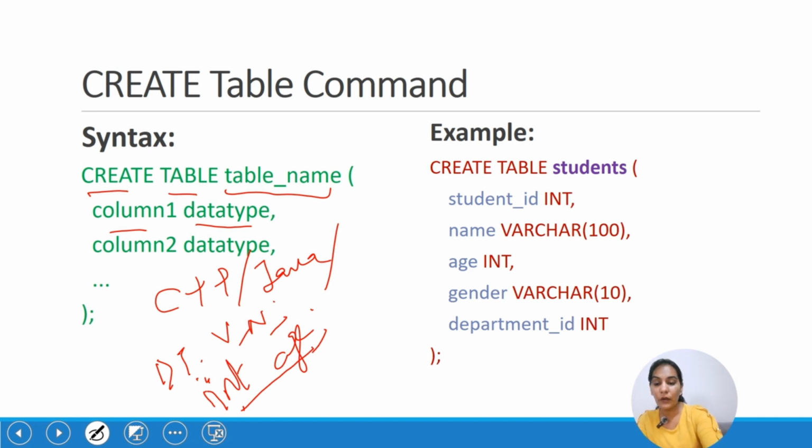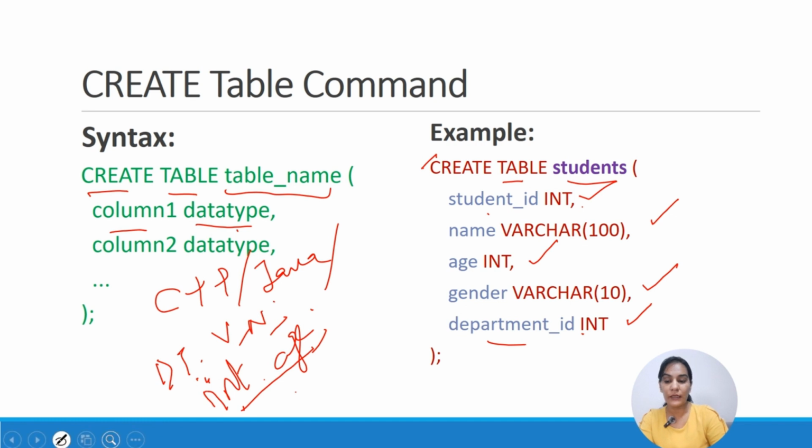But here we are not doing this. We are doing it in reverse order. We write the column name, then its data type. So here we created our first table: create table, then student. After that, the first attribute is student ID, integer type, name varchar, age int, gender, then the department integer. So we have 1, 2, 3, 4, 5 attributes in this table.